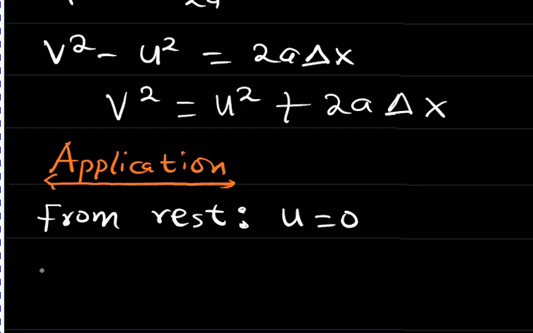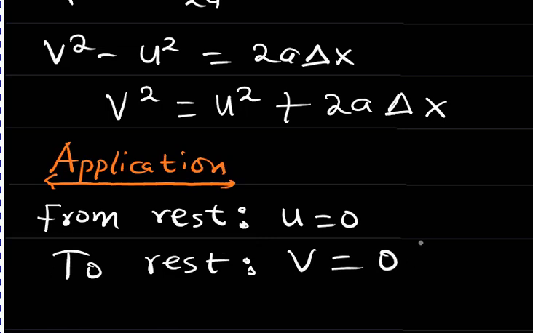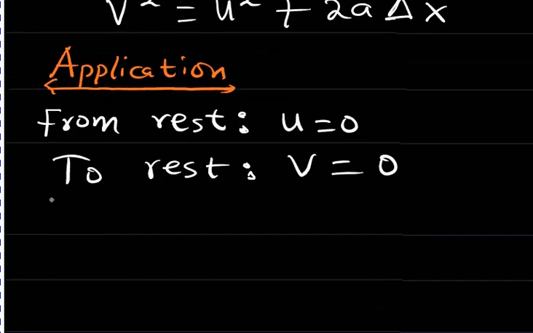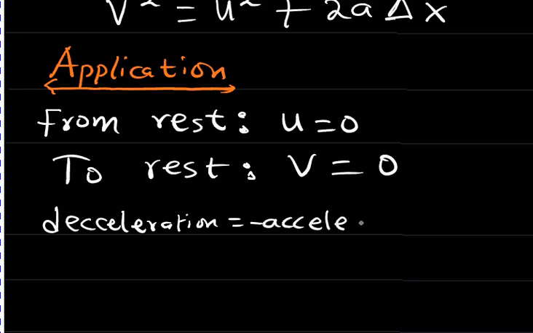Now, if an object is already moving with a velocity, and then it comes to rest, it comes to a stop. At the stopping point, the final velocity is equal to 0. Don't forget this. For the object to come to a stop, it will decelerate, which will give it a negative acceleration. So invariably, deceleration is equal to minus acceleration. So whatever we have as acceleration, we just attach a negative sign to it.